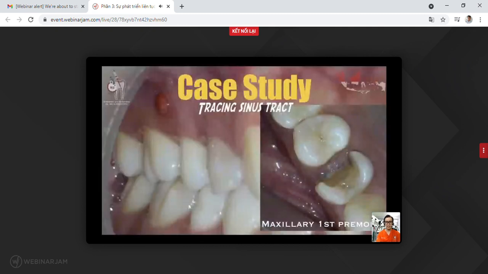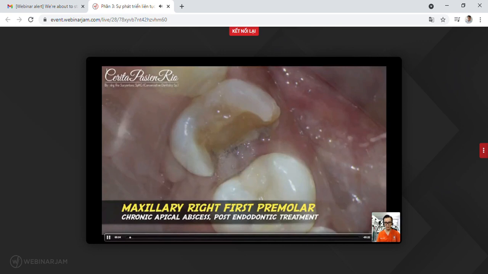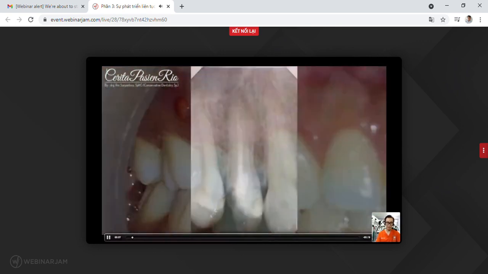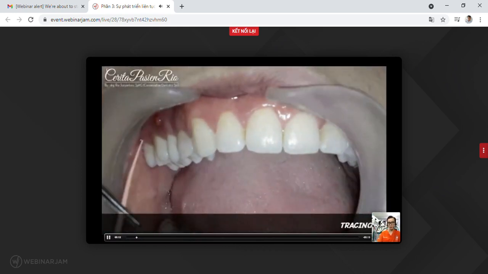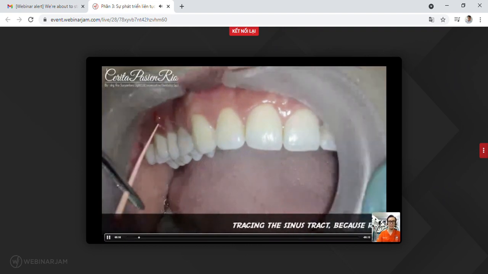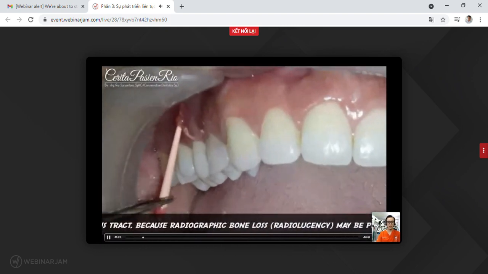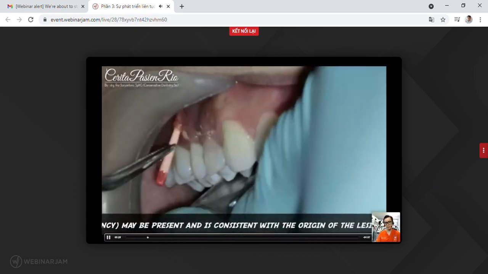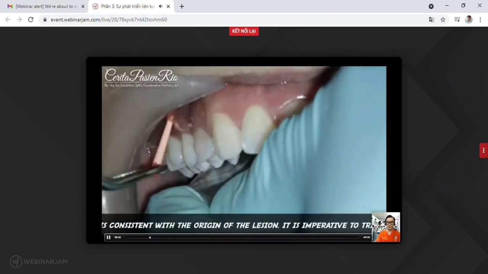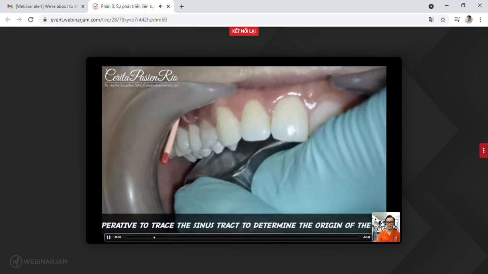So these are the case studies that I have. This is the premolar with a big abscess. The abscess is located more posterior than the first premolar. So I need to do proper tracing to make sure that the tooth origin causing the infection is the first premolar. So I place the gutta-percha here as a tracing material, and then as we can see here, the tooth causing the infection is the first premolar.